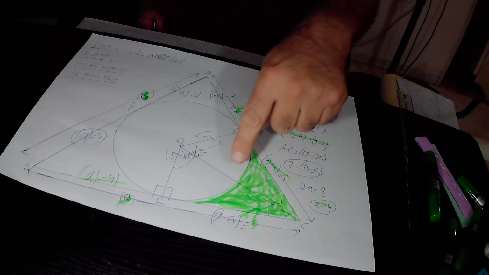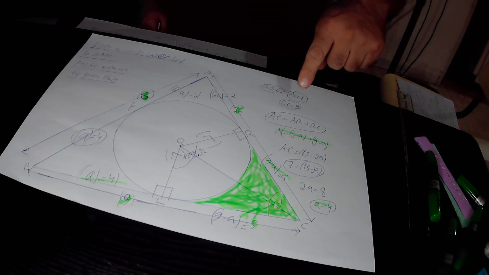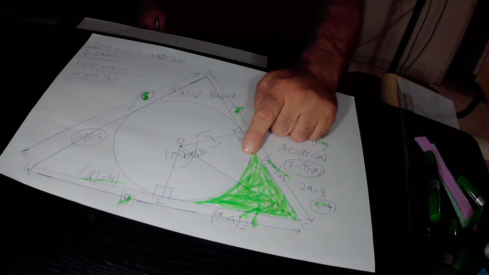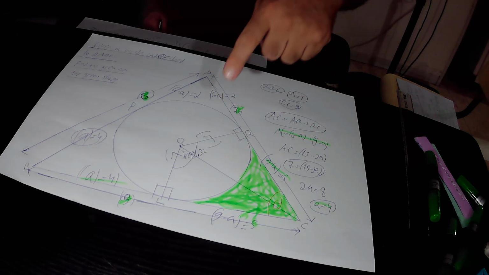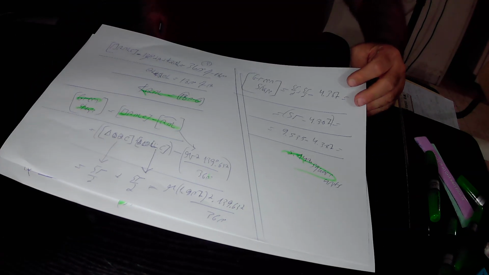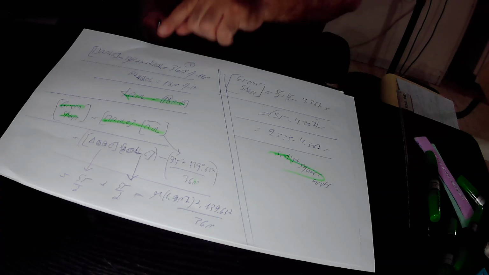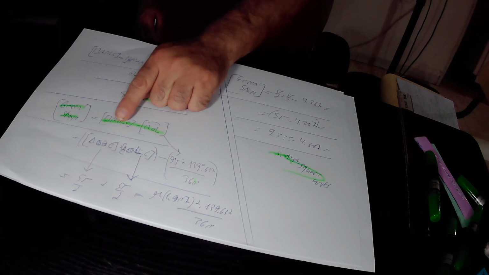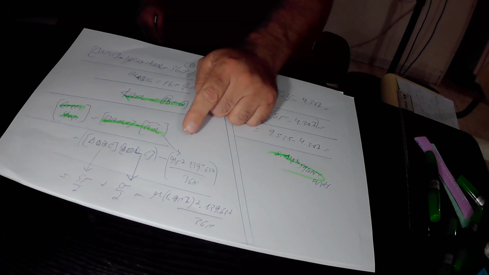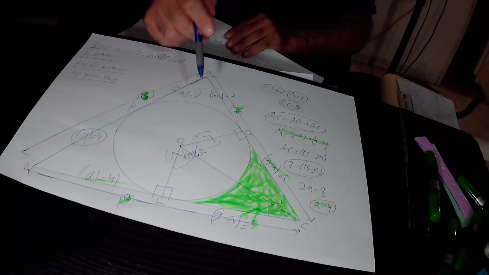Quadrilateral QOLC consists of two shapes, and therefore its area must be equal to the area of the first shape, the right triangle QOC, plus the area of the second shape, the right triangle OLC. So the area of the green shape equals the area of the right triangle QOC, plus the area of the right triangle OLC, minus the area of this sector QOL.